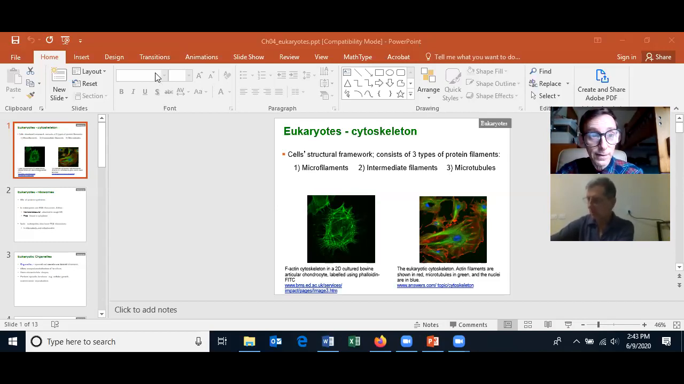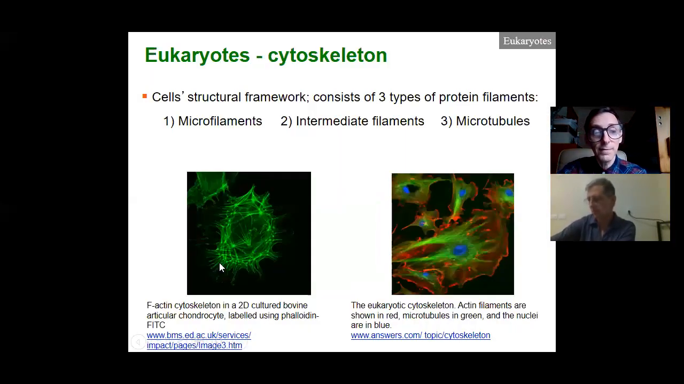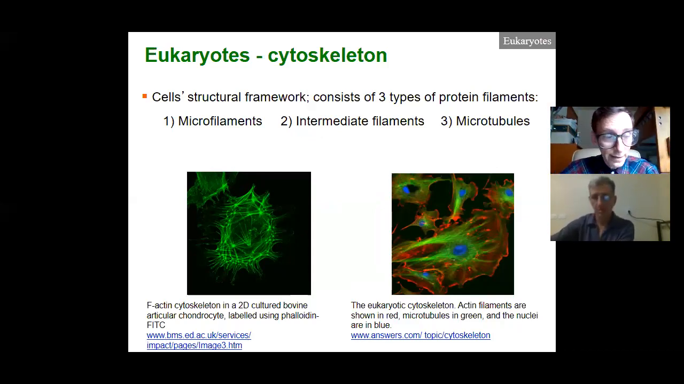And prokaryotes also have something that I used to say wasn't found in prokaryotes. And in the last 10 years, they have found a cytoskeleton in prokaryotic cells. But the cytoskeleton in prokaryotic cells is very simple compared to the cytoskeleton in eukaryotic cells.